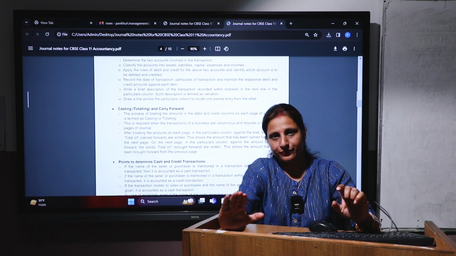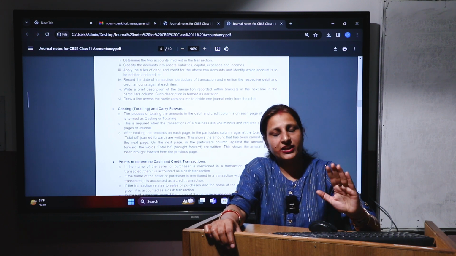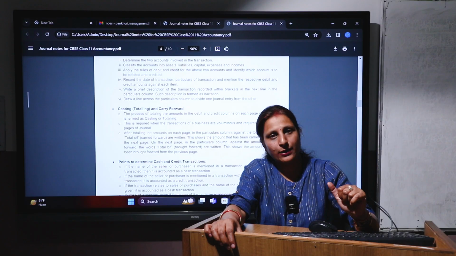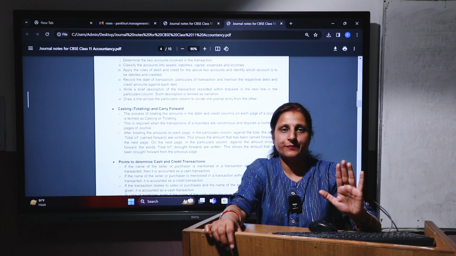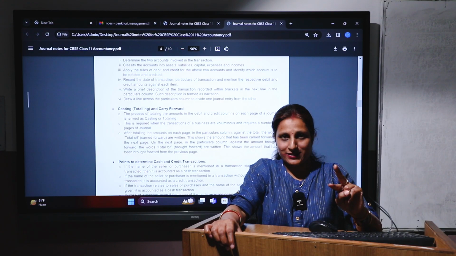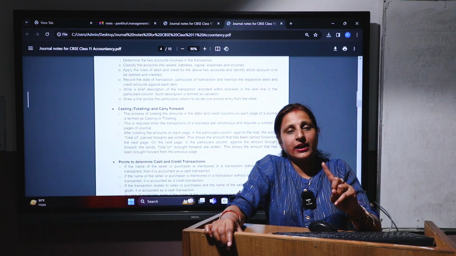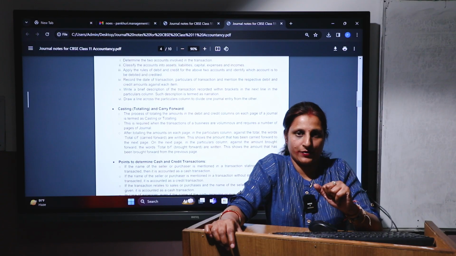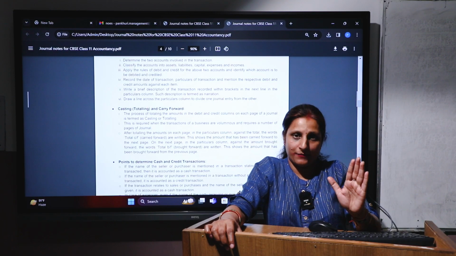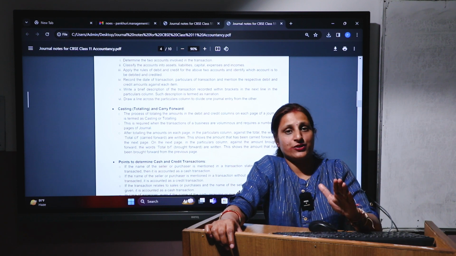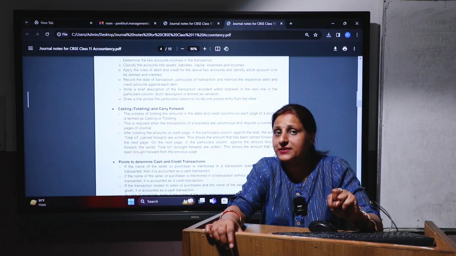Now recall the rules. The rule of personal account is debit the receiver, credit the giver. The rule of real account is debit what comes in, credit what goes out. And the rule of nominal account is debit all expenses, credit all incomes. Now I have two accounts, the cash account and the capital account. The cash account is a real account, and the rule of real account is debit what comes in, credit what goes out. Now, when our business has been started by Ramesh, Ramesh is giving money to the business. So the business is receiving cash, meaning cash is an asset, and an asset is coming into the business. So debit what comes in.